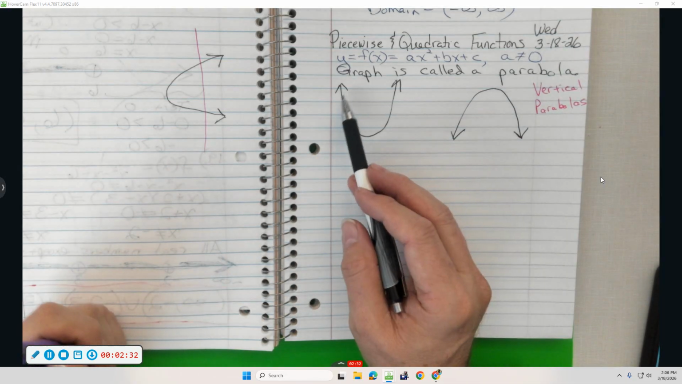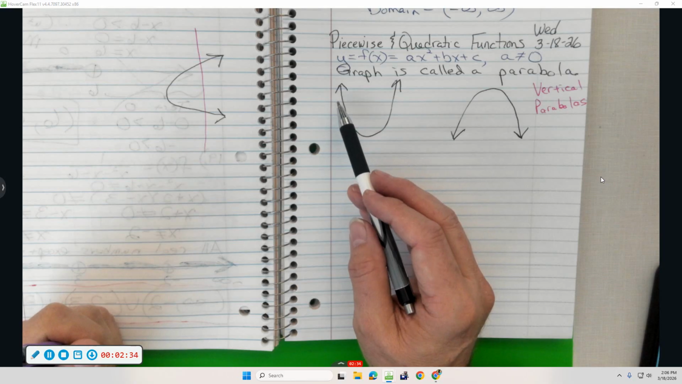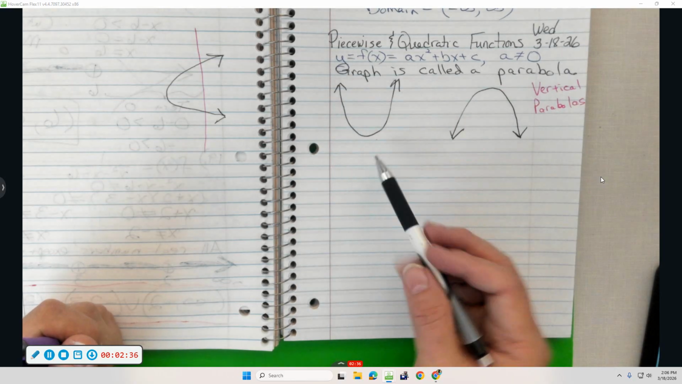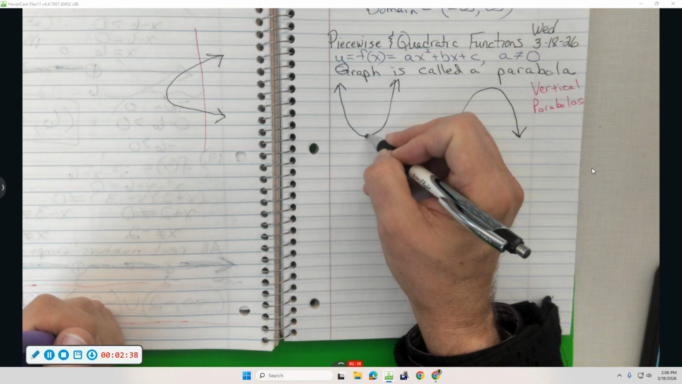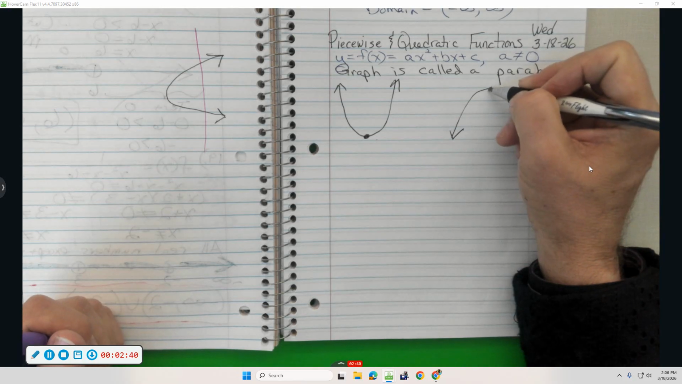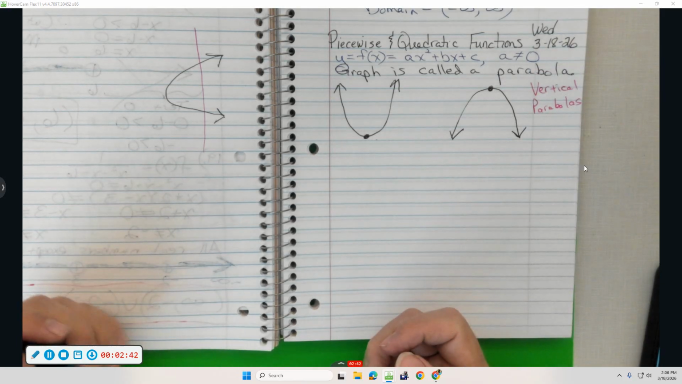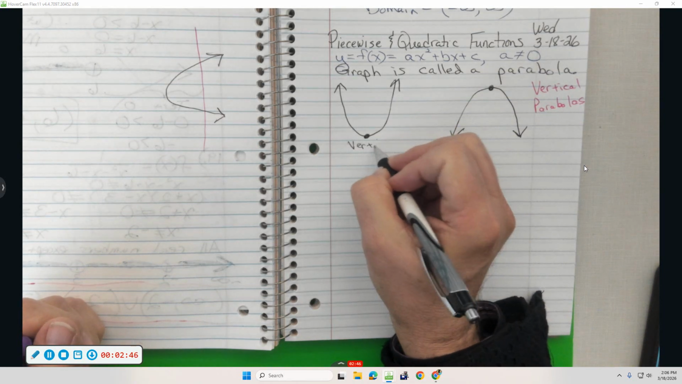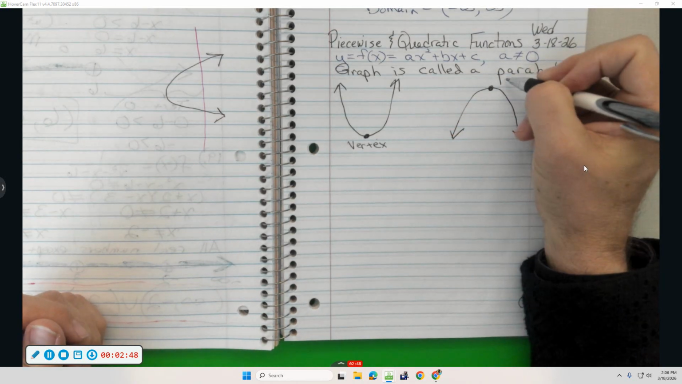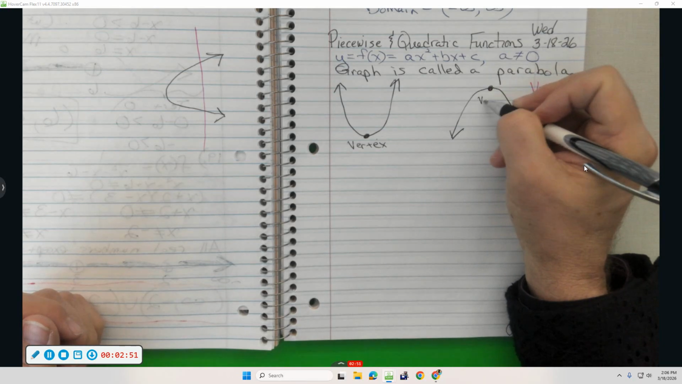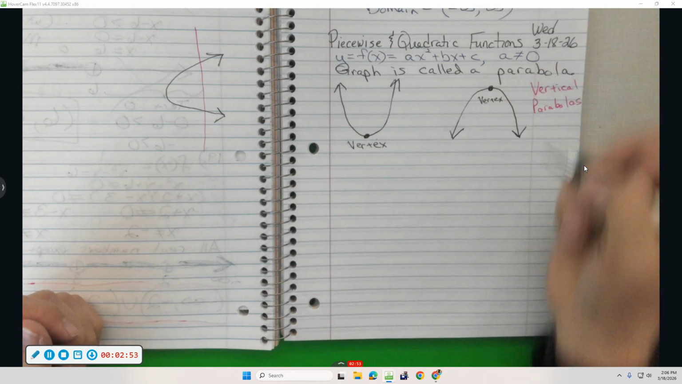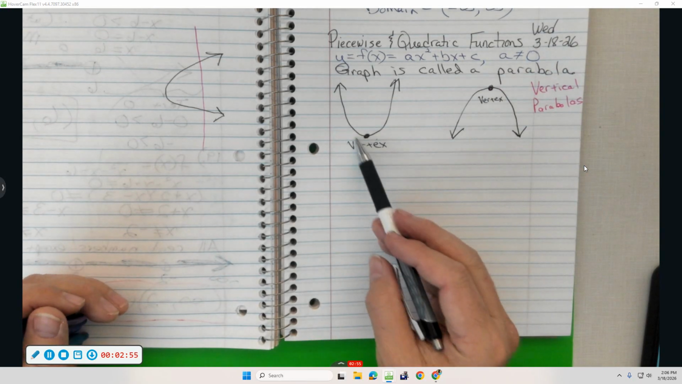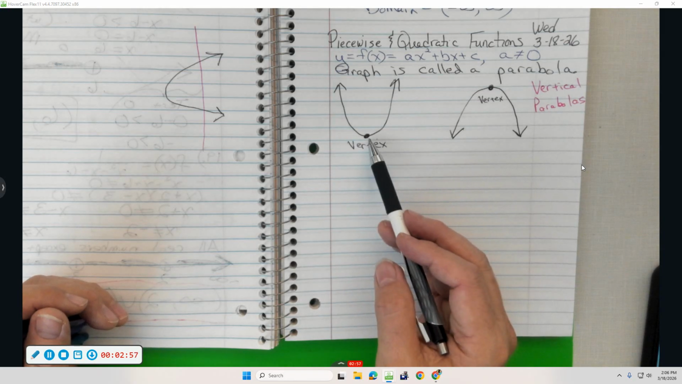Now, this is different from that absolute value graph where there was that sharp point. This has a smooth vertex, whether it's opening upward or downward. It has a point where the graph changes directions, and that is called the vertex. But it's a smooth turnaround. There's not a sharp point.